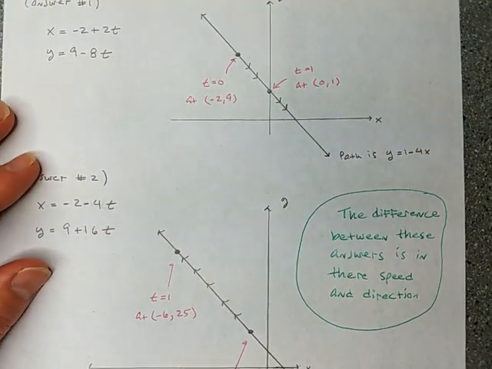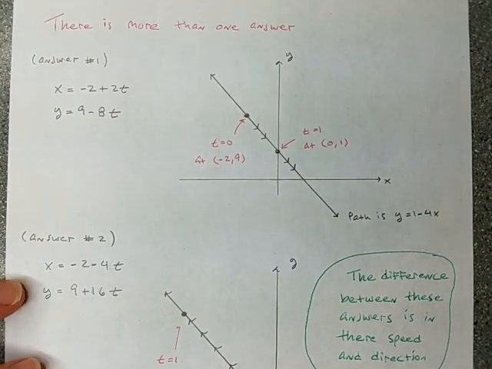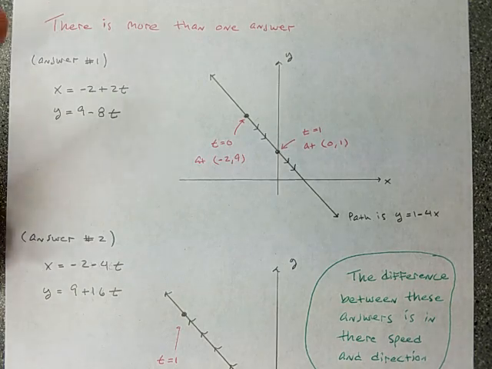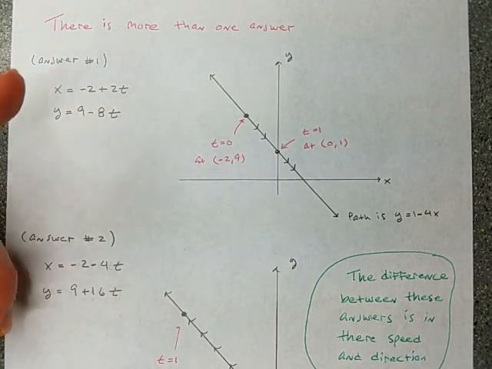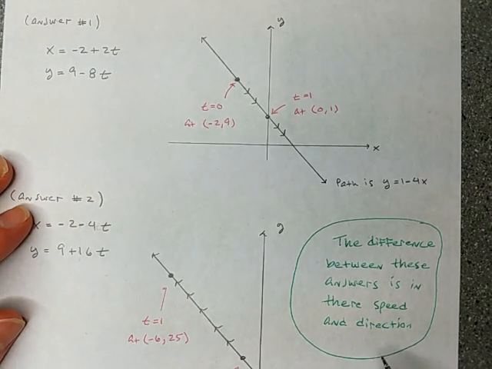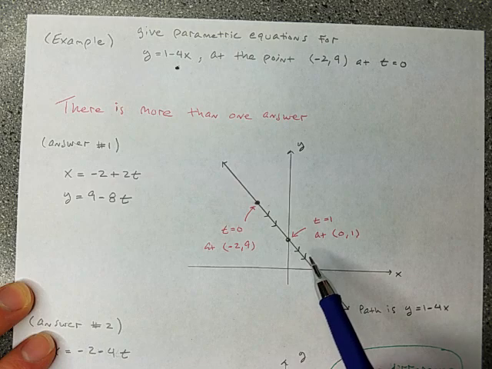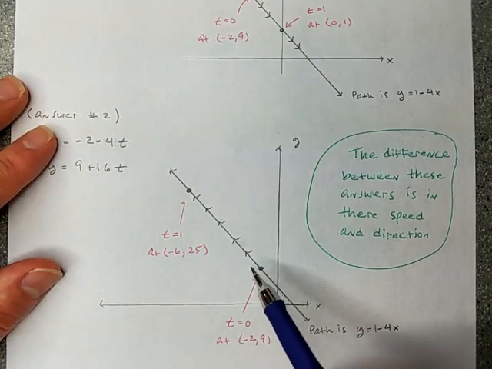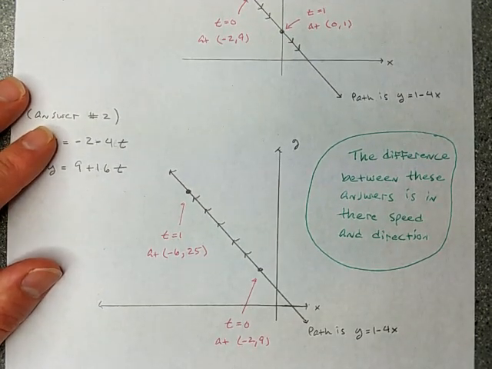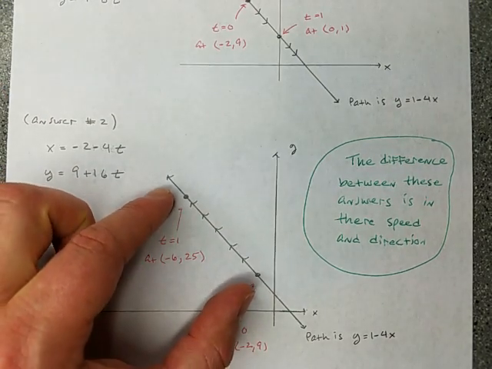So let's think about this. What's the difference between them? Okay? I mean, they're not literally the same answer. They're both answers to that question up there. But these are different. And the difference is in the speed and the direction. Okay? This one moves you to the right along the line. This one moves you to the left. Okay? Another thing, I would say that the motion is faster on this one.